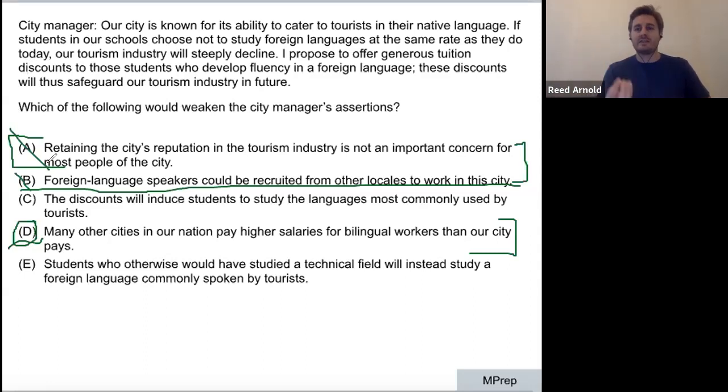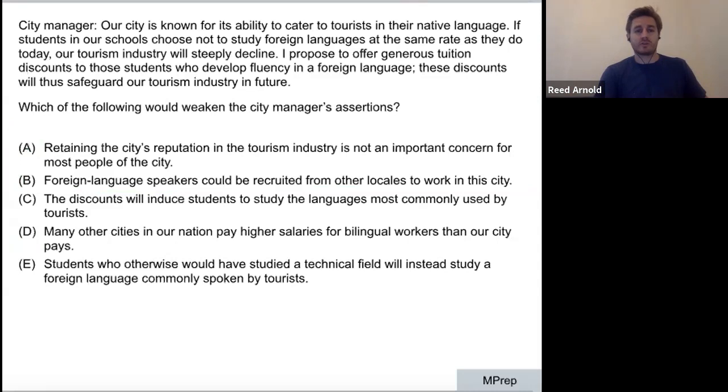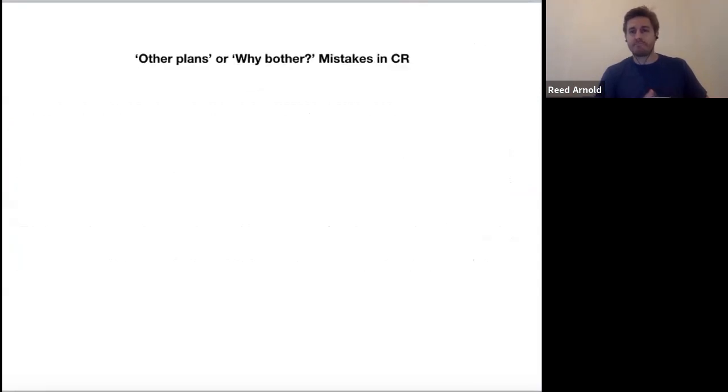How well reasoned is the argument? If we offer discounts to students for learning a foreign language, it will save tourism. That's the world I want to pick apart. So if there are other plans, I don't care. If people don't really care about my plan, that doesn't mean it's not going to work. Okay. And these are very, very common wrong answer choices in critical reasoning. Other plans or the why bother. Those don't really weaken an argument. They're not particularly relevant.